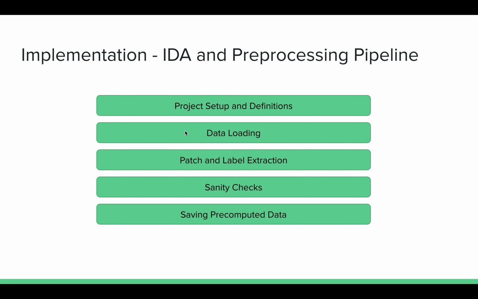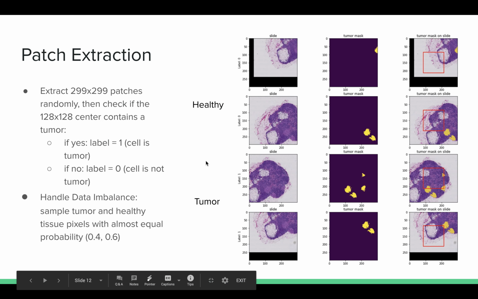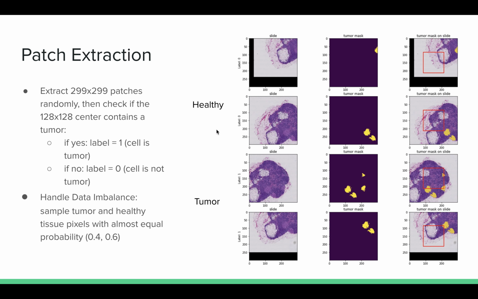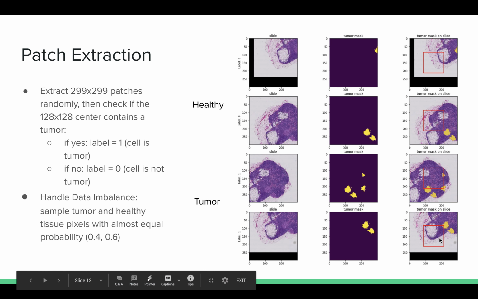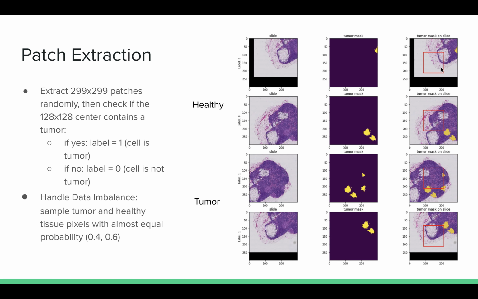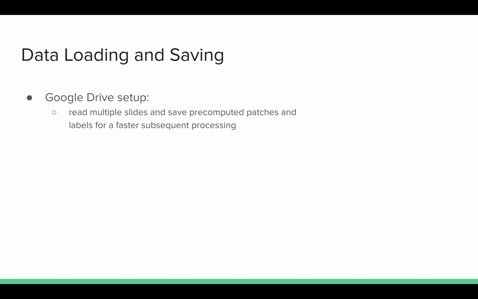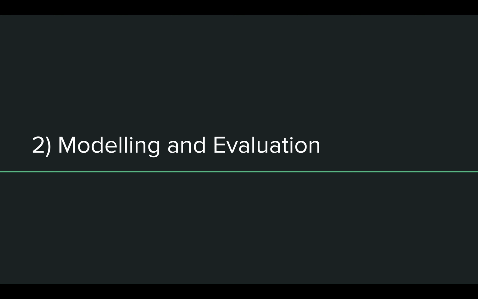Yeah, so as I mentioned, we did this in the walkthrough. During the patch extraction, we are using 299 by 299 patches with a 128 by 128 center. If the label is 1, that means the centroid contains a tumor. But if it's 0, then it's healthy, the centroid doesn't contain a tumor. We also handle data imbalance by sampling tumor and healthy tissue pixels with almost equal probability. As for data loading and saving, we save lots of things to Google Drive.